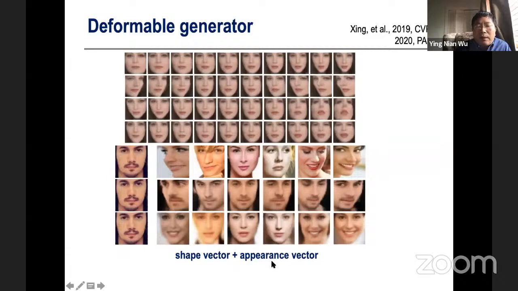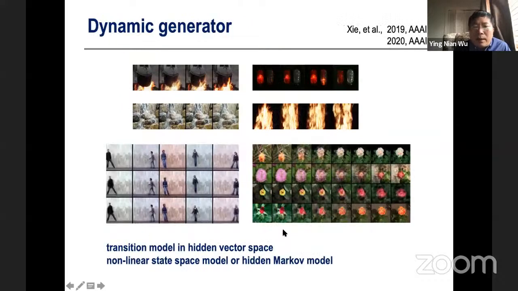And we also studied a model where we have a shape vector and an appearance vector, encoded in a disentangled way, so that we can change the shape without changing the appearance. We can also exchange the shape vector and the appearance vector. For example, this image is obtained by combining the appearance of this guy and the shape of this woman. And this image is obtained by combining the shape of this guy and the appearance of this woman. So these are a kind of generalization.